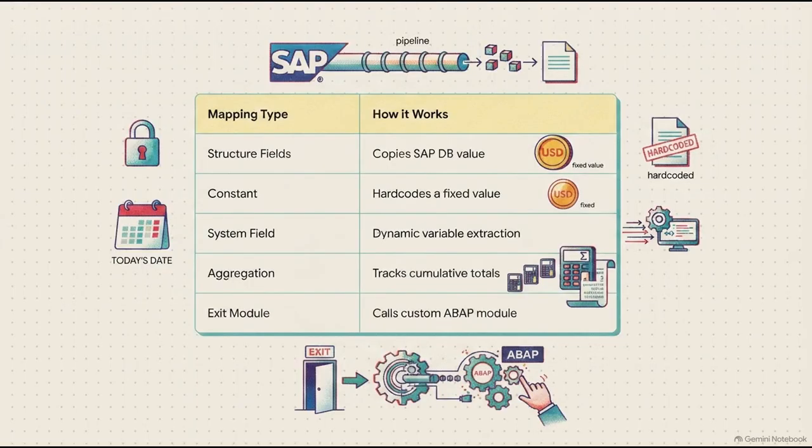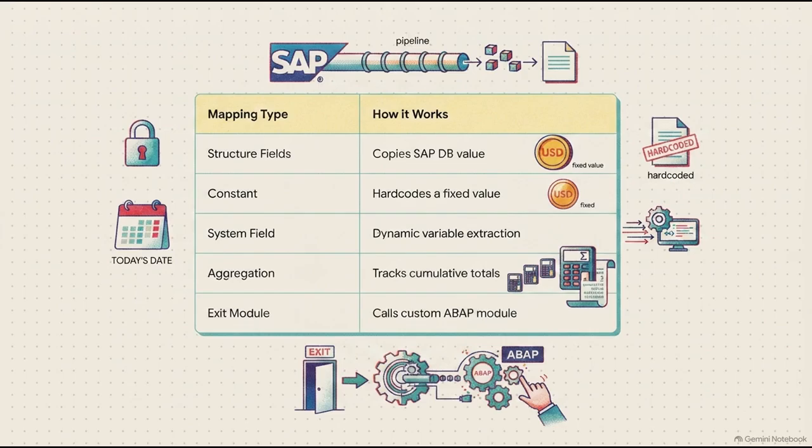Section 4, Mapping Source Data Nodes. Okay, so how do we actually populate those tree branches with data? The source guide breaks down 5 main ways to map this out, and it's honestly a brilliant framework. First, you have structure fields. These just directly copy a value from an SAP database straight into your file.